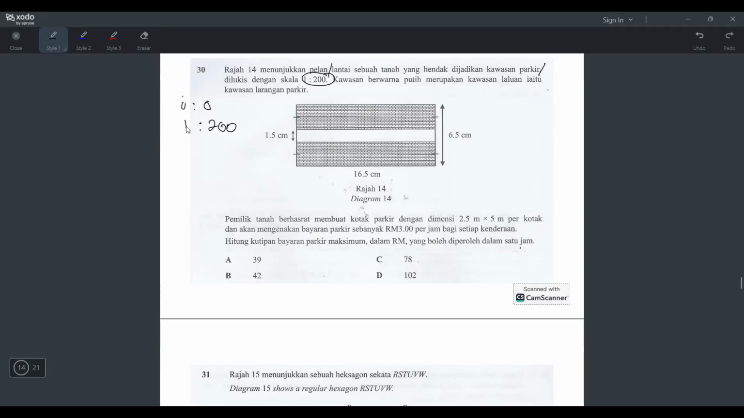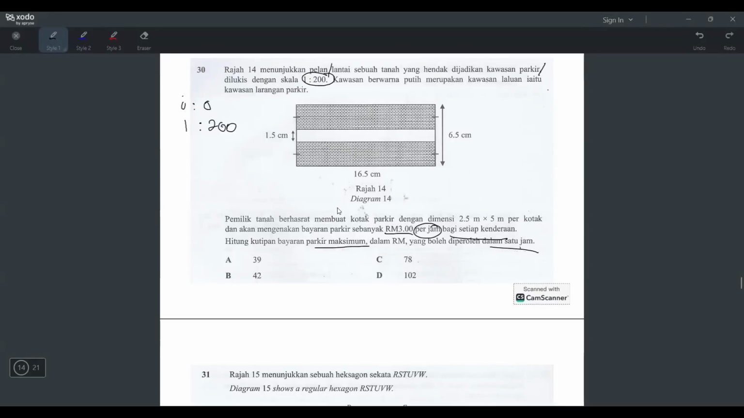It means the image ratio is 1, object ratio is 200. And then it says kawasan berwarna putih merupakan kawasan laluan iaitu kawasan larangan parking. So the putih punya kawasan is tak boleh parking punya lah. Alright. Okay, and then it says what? Pemilik tanah berhasrat membuat kotak parking dengan dimensi 2.5 meter times 5 meter per kotak, dan akan mengenakan bayaran parking sebanyak RM3 per jam bagi setiap kenderaan. Hitung kutipan bayaran parking maksimum dalam RM yang boleh diperoleh dalam 1 jam.